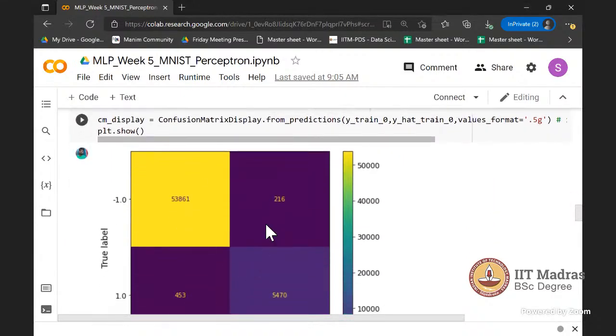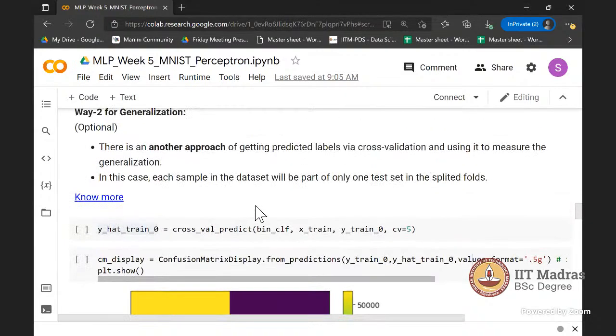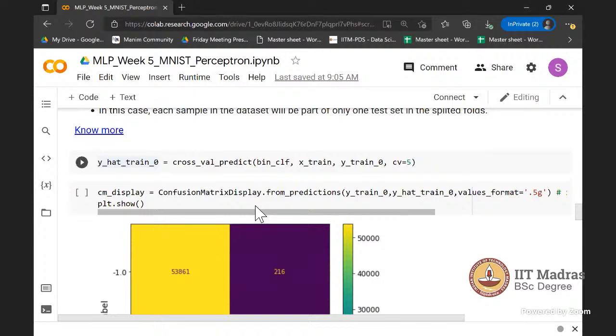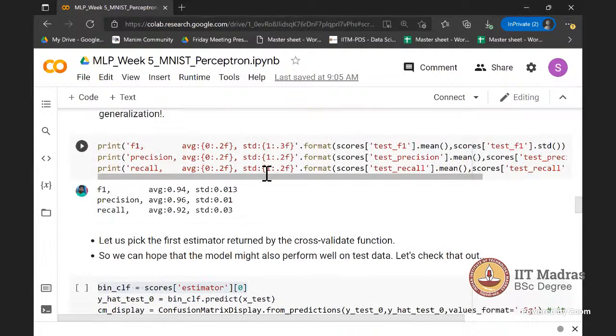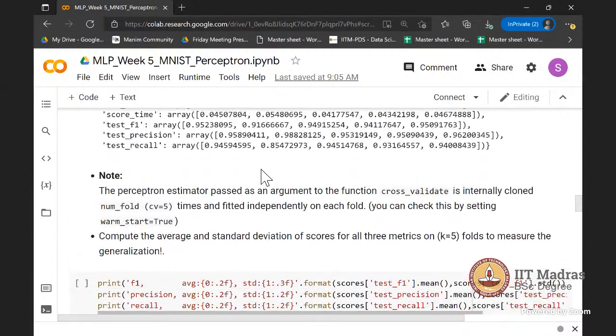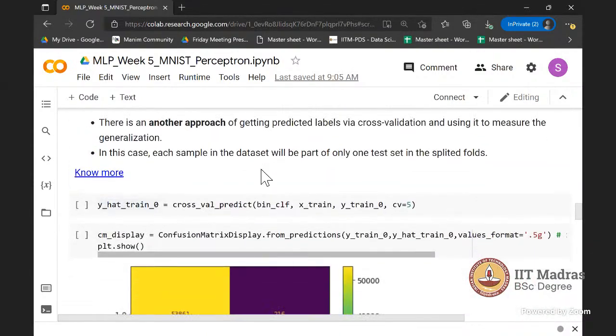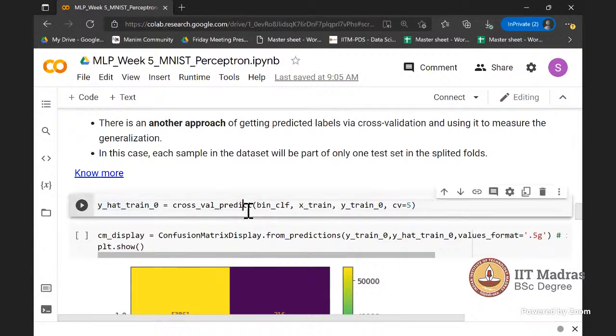Are you talking about this confusion matrix or the previous one? I'm trying to understand the difference between cross_val_score, cross_validate, and cross_val_predict. Okay, I get your point. So cross_val_predict actually moves one step forward and does the predictions also after doing the cross validation.